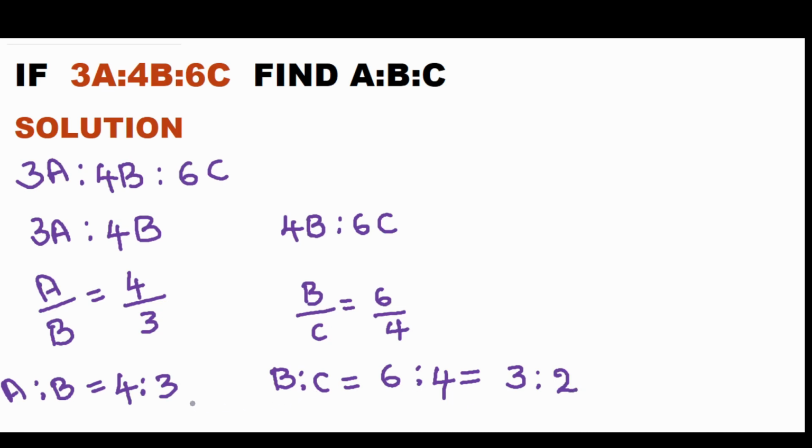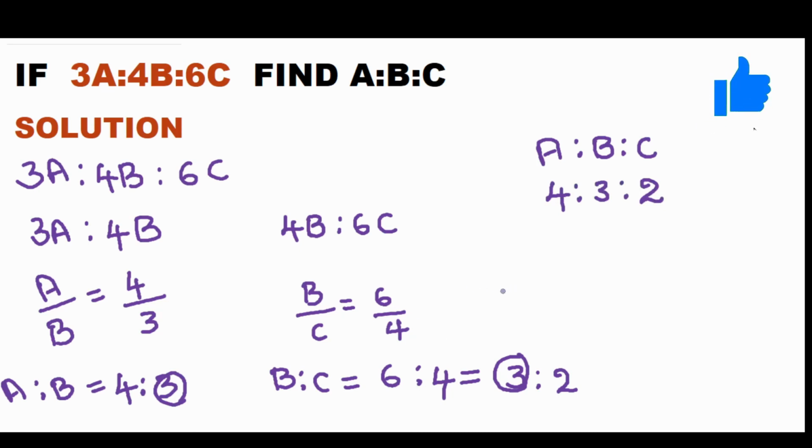You can see the B, you have 3 here. Again B, you have a 3 here. Now I can write A is to B is to C as 4 is to 3 is to 2. Since it is equal, I am writing it directly. If it was not equal, you need to take the LCM, you have to make it equal and then you can write the ratio as we discussed in the last problem.